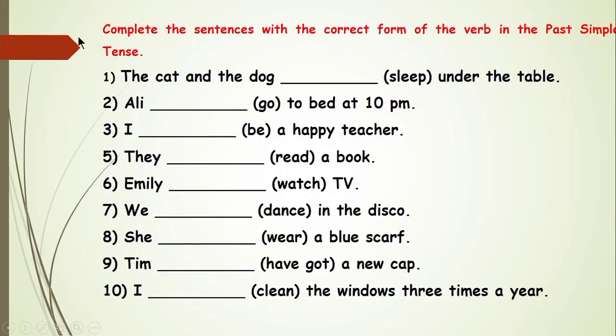Now there is a simple activity. Complete the sentences with the correct form of the verb in the past simple tense. The cat and the dog dash under the table. Now sleep, the second form of sleep is slept. So the cat and the dog slept under the table. Ali dash to bed at 10 p.m. Now go. So past tense is Ali went to bed at 10 p.m. Complete the rest of the blanks yourself so that you practice this tense.